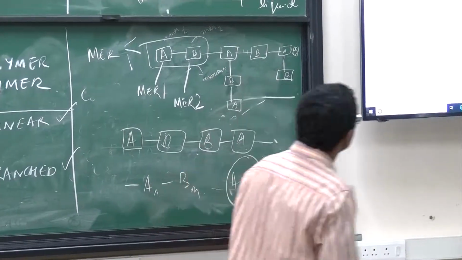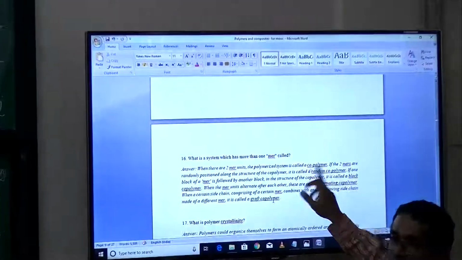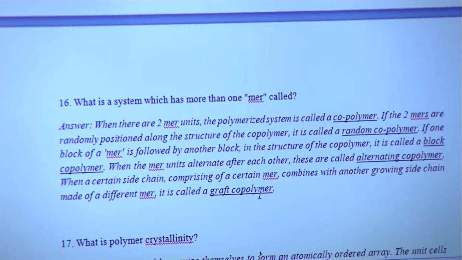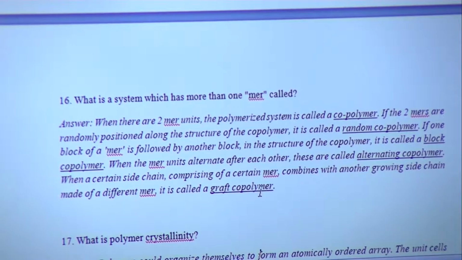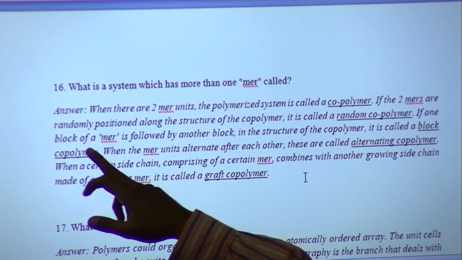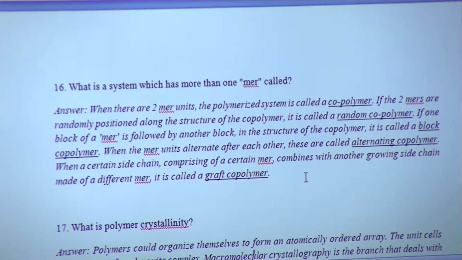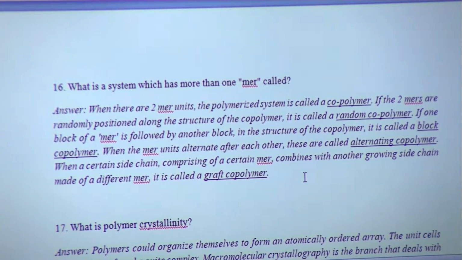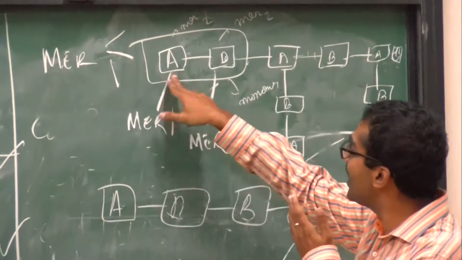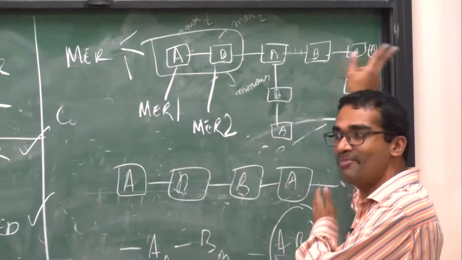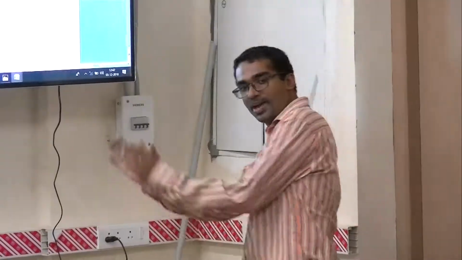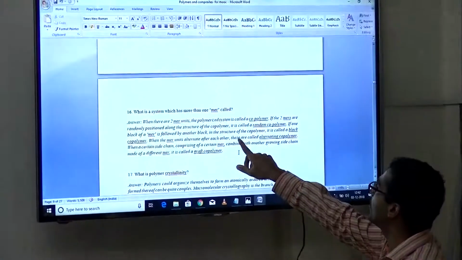Very good. So, when there are two mer units, the polymerized system is called a copolymer. Now, that copolymer could be a random copolymer wherein you have these two mers randomly positioned anywhere. So, you have some AM, BN, ABM along the structure of the copolymer. If one block of a mer is followed by another block of a mer, by this definition, can you just draw what a block copolymer will look like? Yeah, so correct. So, you have AB, AB, AB, or I could have AN, BM, AN, BM, AN, BM, AN, BM, then also it would be a block copolymer, isn't it? So, I have a block of A, block of B, block of A, block of B. So, I have a block copolymer.